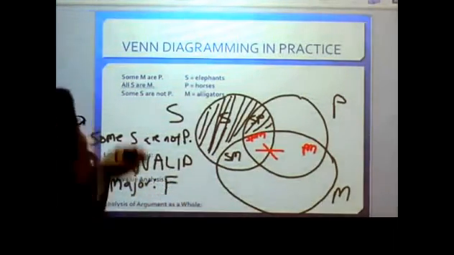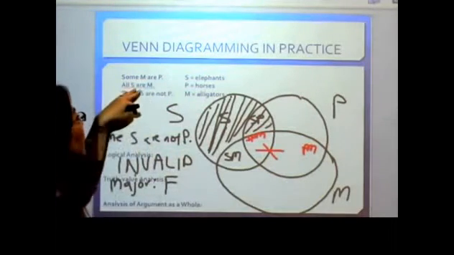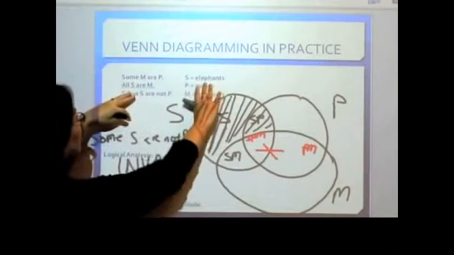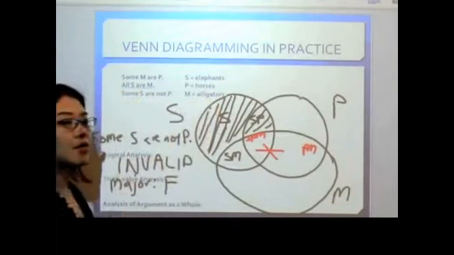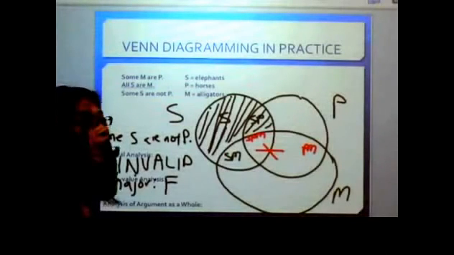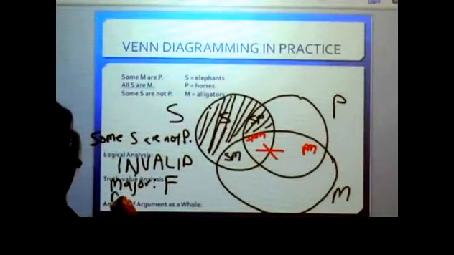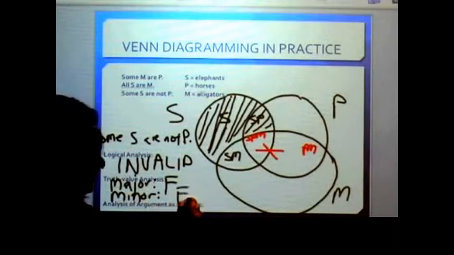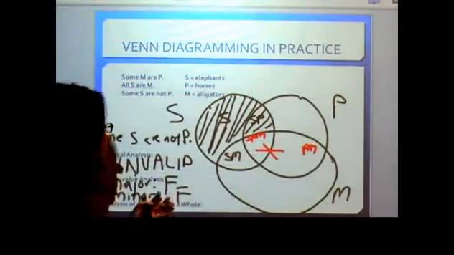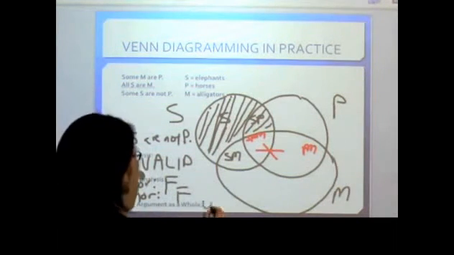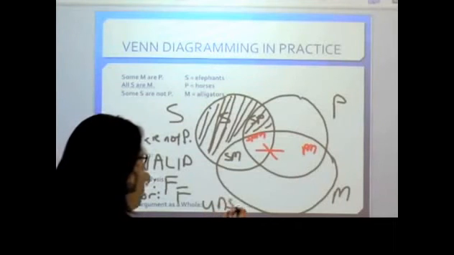Okay? And then we have the minor premise, all S are M, which actually asserts all elephants are alligators, and we know that this is also false, okay? So it's not the case that all elephants are alligators. So the minor premise is also false, okay? So now in this case, we have an argument as a whole that is unsound.